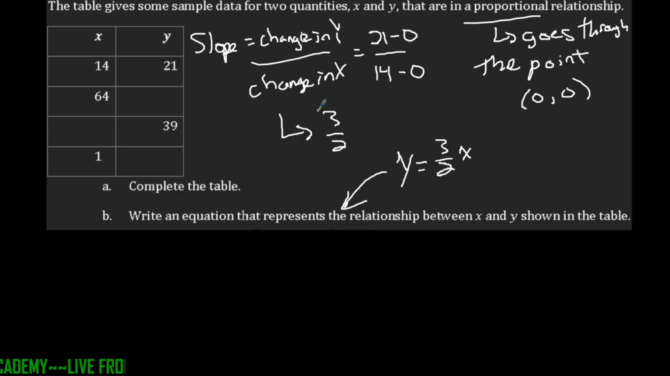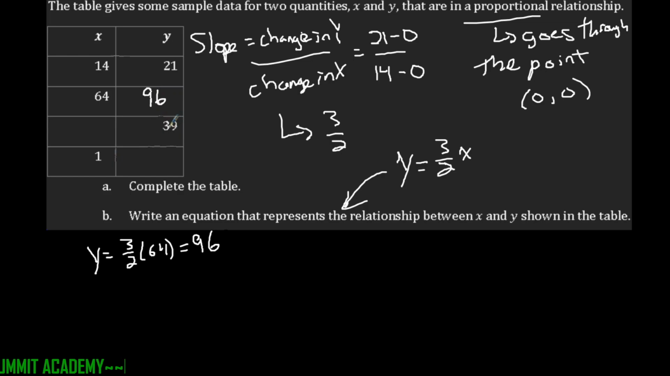So now, if we have these values, we can plug them in. For this first one, I have x equals 64. So let's do it like this. I have y equals 3 over 2 times 64, which is going to be equal to 96. So I'm going to say 96 for this one.